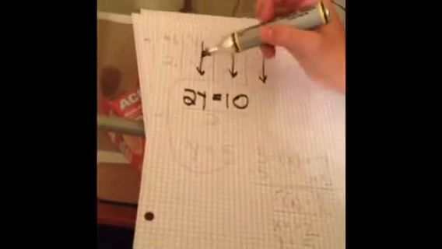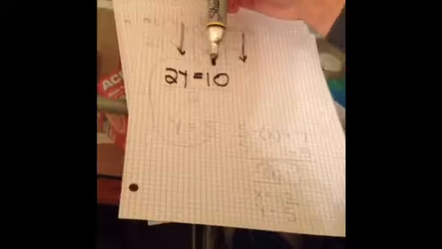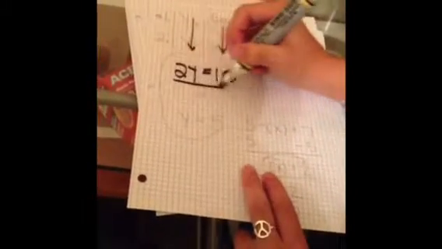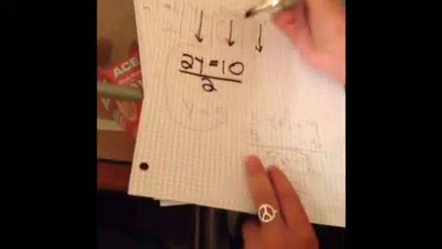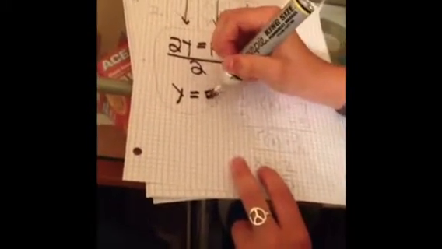y plus y equals 2y. x plus a negative x is no x. 3 plus 7 is 10. To isolate y by itself, you have to divide by 2. So that equals y equals 5.